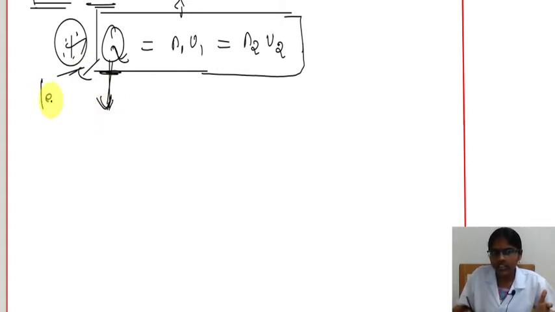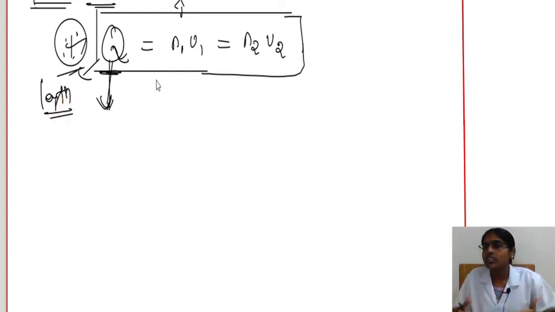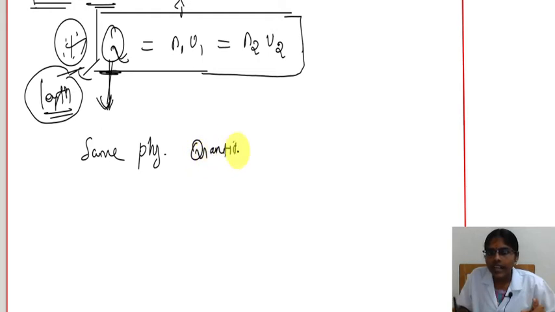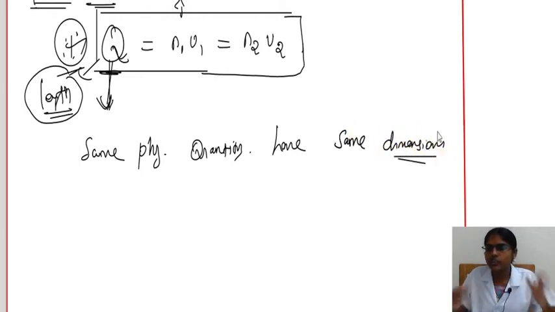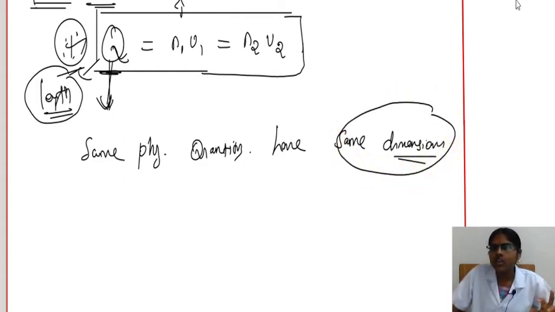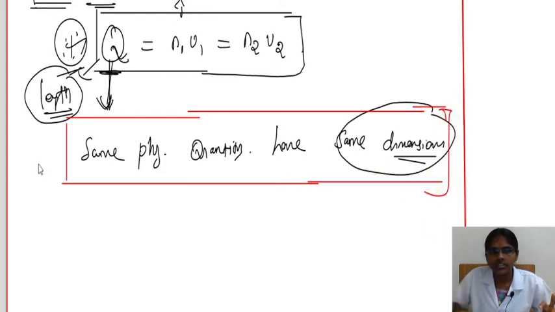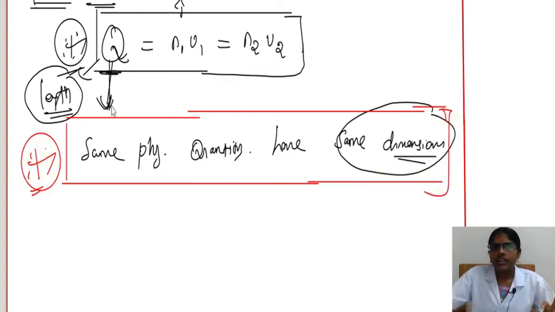If it is the length, it may be in any system of unit, SI system or MKS or CGS, FPS, the physical quantity is the same. So the same physical quantity will have the same dimension. Whatever be the unit, it has the same dimension. This is the basic concept behind this application. In the application, we use the main idea based on this one. Okay, let's see the example.